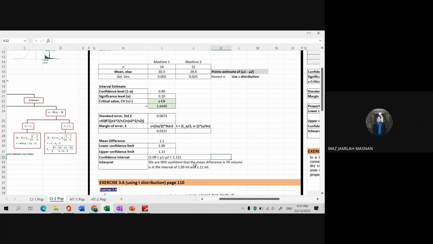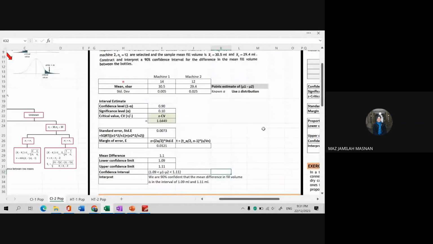So how can you conclude? We are 90% confident that the mean difference in fill volume is in the interval of 1.09 ml and 1.11 ml. That would be your conclusion for your confidence interval. Okay. Any question from this particular example, class? Any question?